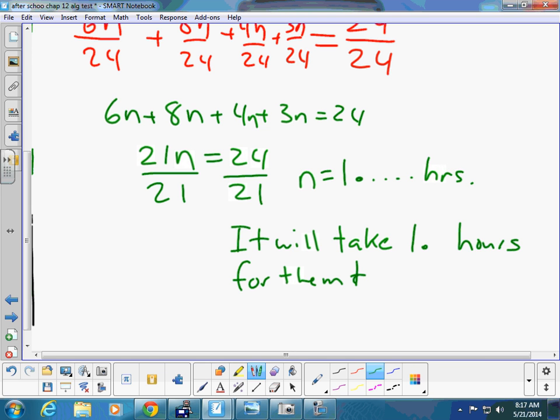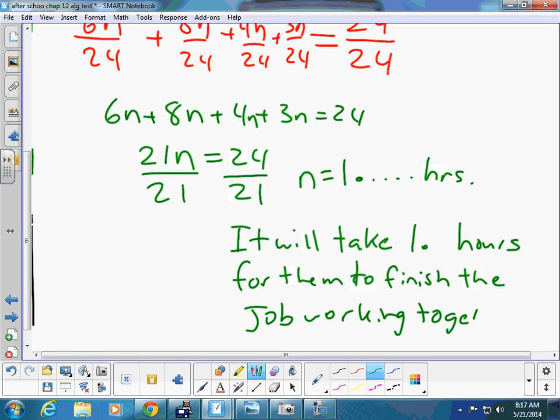For them to finish the job working together. Sorry for my writing here. I'm going to do this quickly. Okay, and that's your final answer on that one.